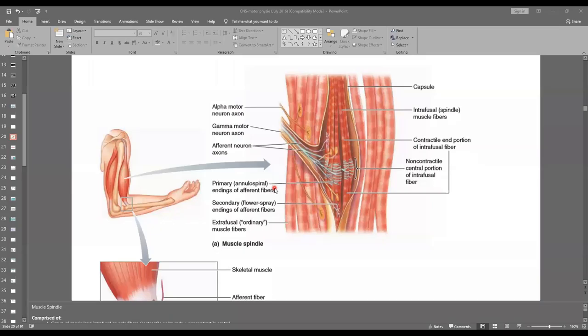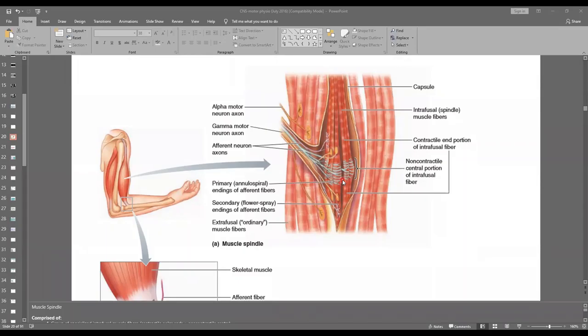Abhi, Jaldi, anybody? Why did I say going out? Sensory. Good, good. So people are engaged. Well done. Sensory fibers will be originating from the muscle spindle, the intrafusal fibers, and going out of the nerve trunk. While motor fibers will be coming in from the anterior horn of the spinal cord.